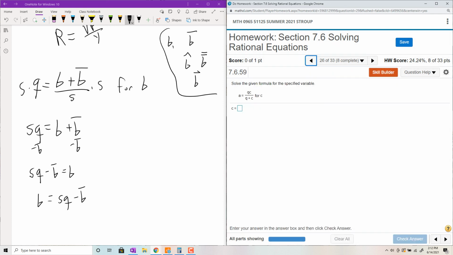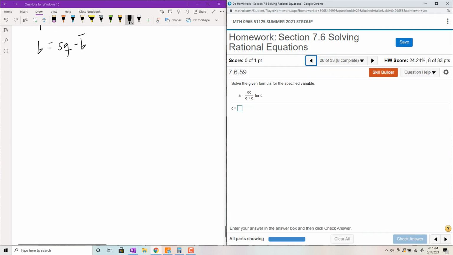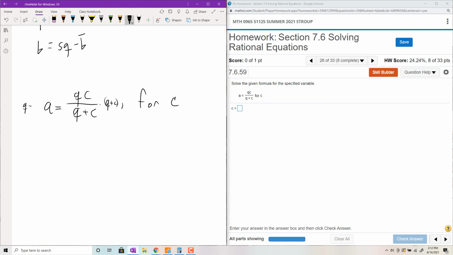I'll do one more and then we'll call it quits. Okay. So let's just do this one. A equals QC all over Q plus C, and we want to solve this for C. First I'm going to multiply both sides by Q plus C. So I'll have Q plus C times A equals QC. I need to get all the C material on one side, so I'm going to distribute here and then move the AC. So I have AQ plus AC equals QC.